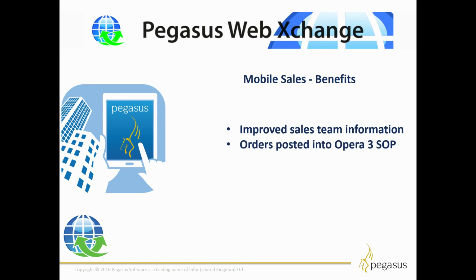Orders are processed immediately directly from the tablets of the sales team out on the road and are sent electronically directly to the sales office. And if there's no internet connection, those orders are saved on the tablet and can be sent as and when the internet connection comes back.